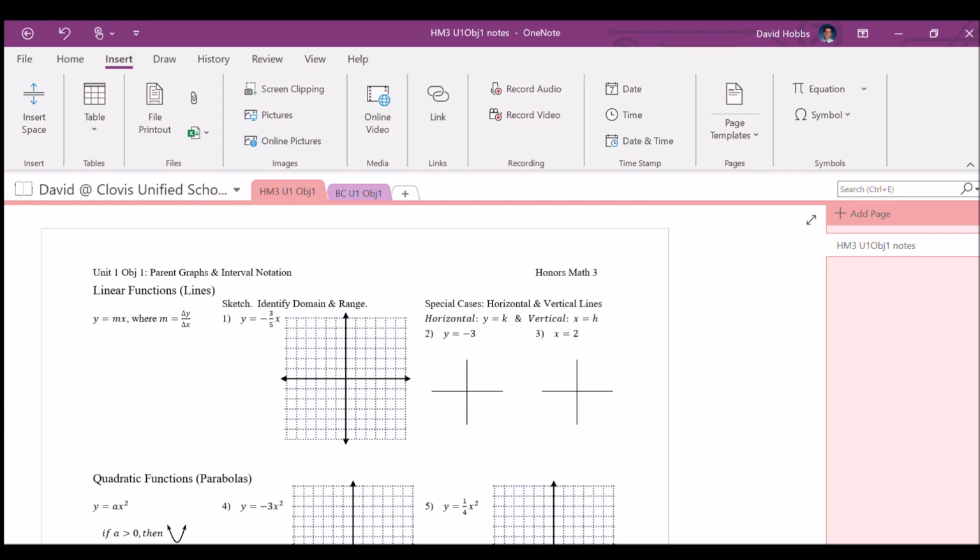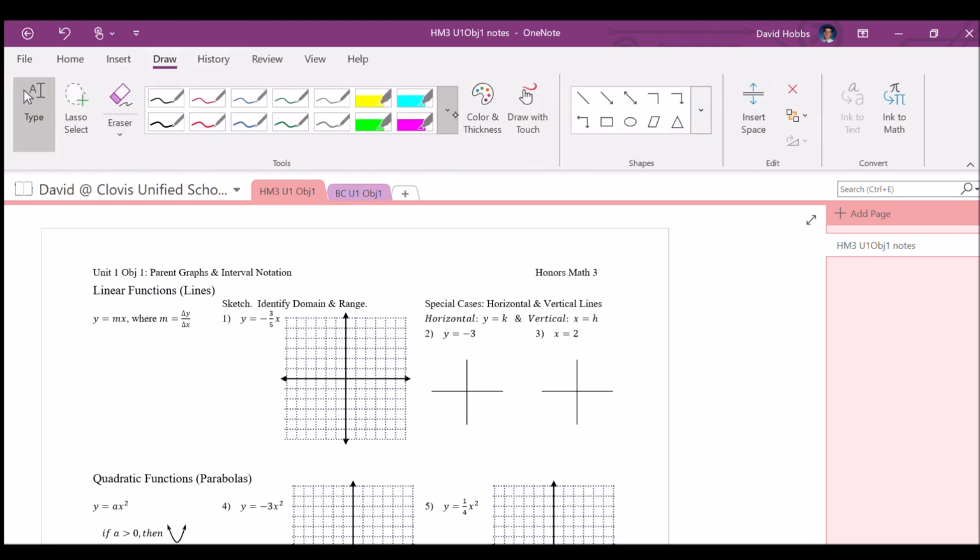Okay, parent functions and also some interval notation. Okay, linear functions, y equals mx. These are the parent functions, so the most basic functions. You're used to seeing y equals mx plus b, but m is the slope, where it's delta y over delta x. So let's just do an example here.